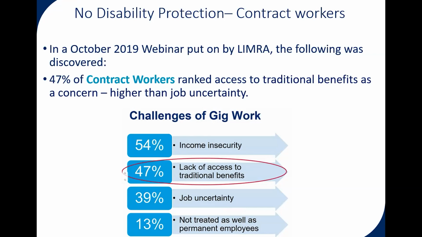And in fact, LIMRA did a study back in 2019 and asked a number of contract workers to rank what the challenges of this gig work are. And as you can see here, almost half of them ranked access to traditional benefits as a concern. It was actually higher than job uncertainty, which is quite unique. You would think that people who work from job to job on a contract basis would be more worried about getting that next contract. In fact, not being able to access benefits was more of a concern for these people.